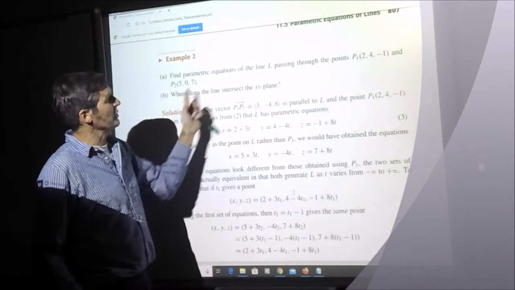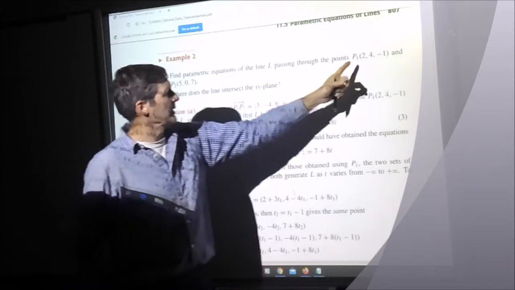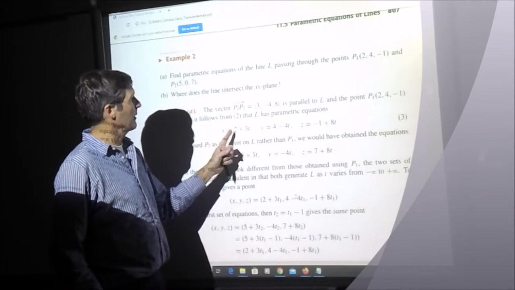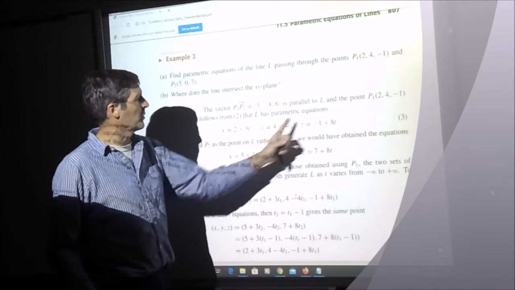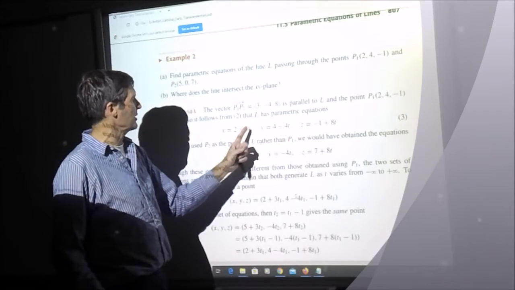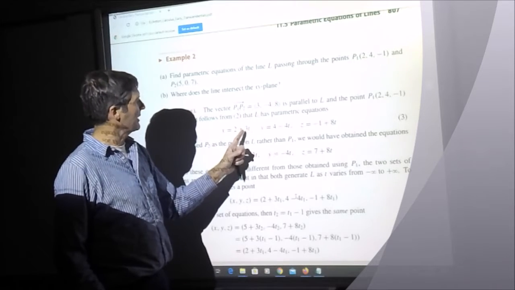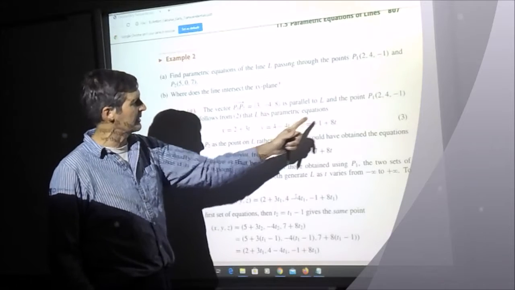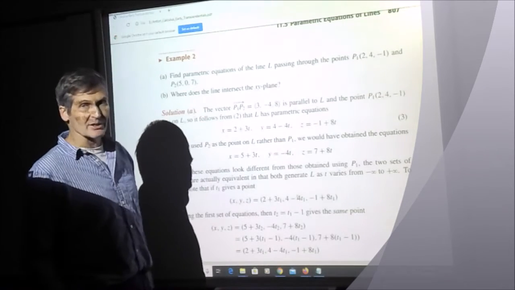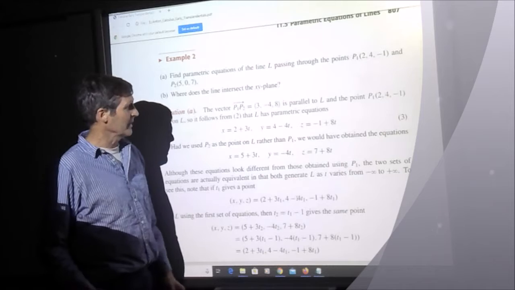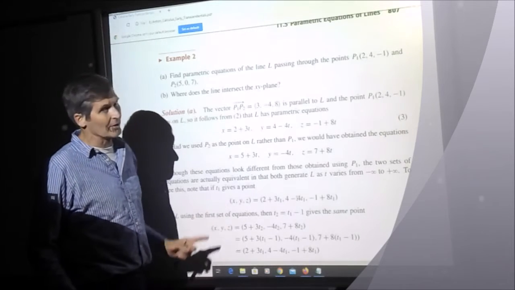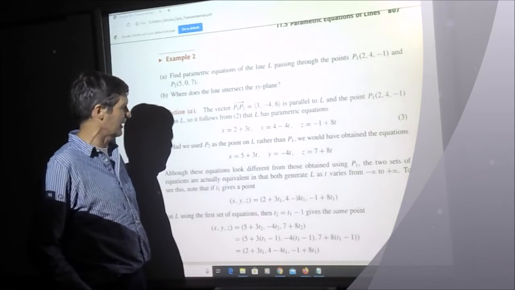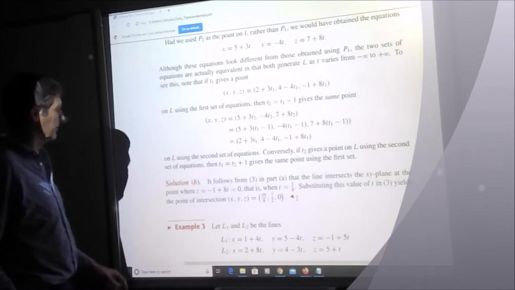I also take either one of the points. Let's take this one here, 2, 4, minus 1. You put the coordinates of the point first, 2, 4, minus 1. And then the direction components multiply t: 3t, minus 4t, 8t. So x0 plus at, y0 plus bt, z0 plus ct. It's as easy as that to write parametric equations for a line in 3 dimensions. Much harder to write a single equation for that, but these parametric equations are nice and easy. So that's a very common problem.